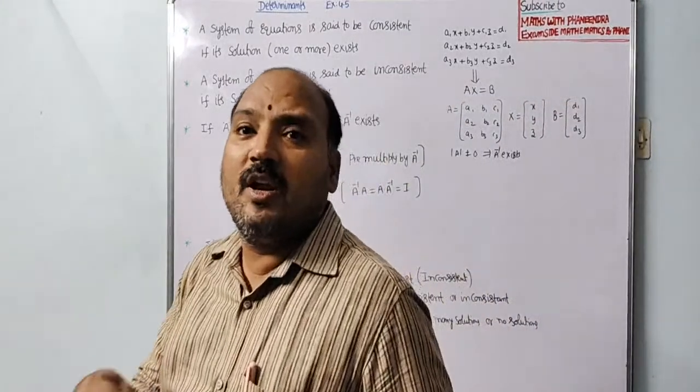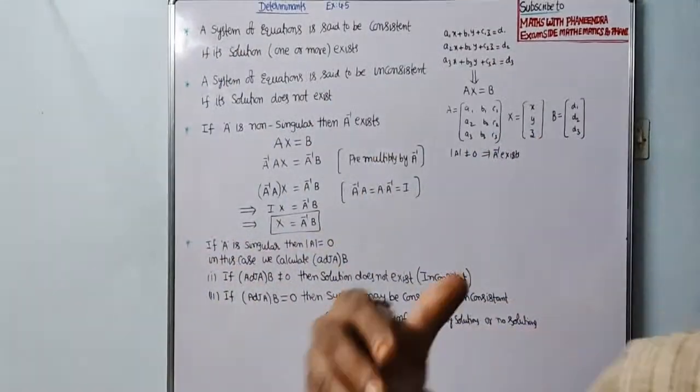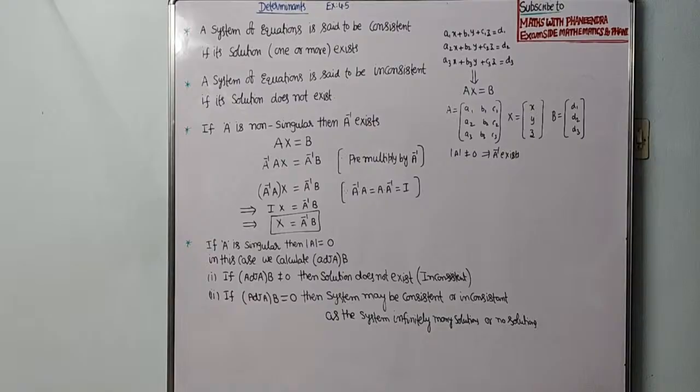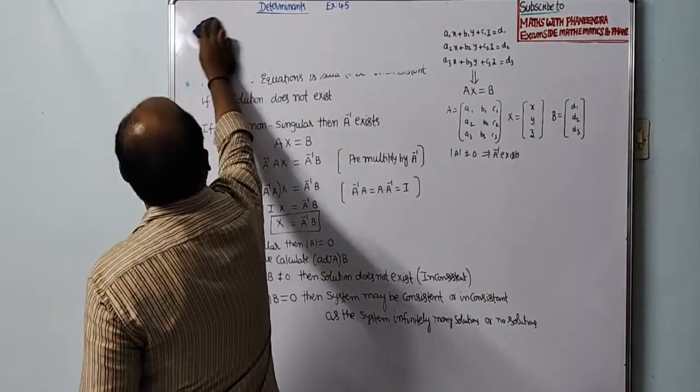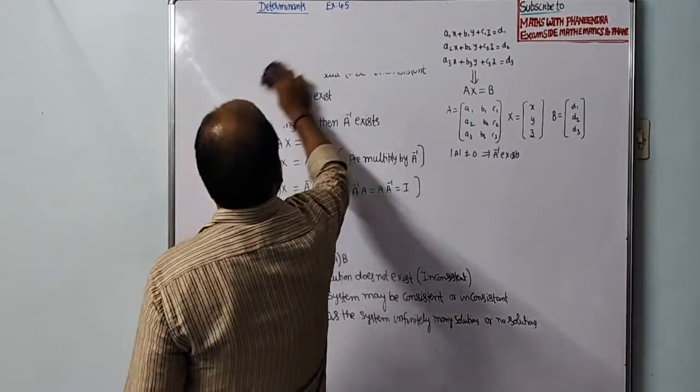This is the way we can decide. Now we'll do problems based on this concept. Keep in mind, dear students, we'll keep on doing the sums. Exercise 4.5 we are going to start. So first we will start with the 2 by 2 matrix.